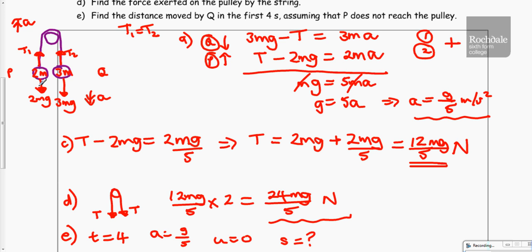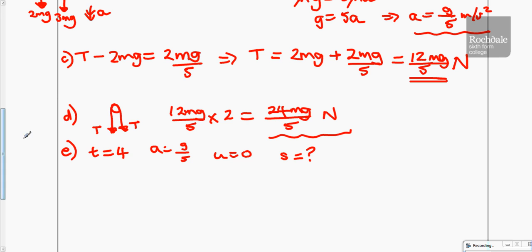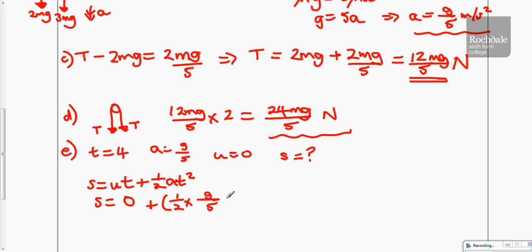Now, remember, the distance moved by P and the distance moved by Q will be the same. So it doesn't matter whether you're imagining P or imagining Q. It will be the same distance on either side. So we know that s equals ut plus a half at squared. So u is 0, so the first part will be 0. And then we have a half times a, the acceleration of the system, times t squared, 4 squared, 16.